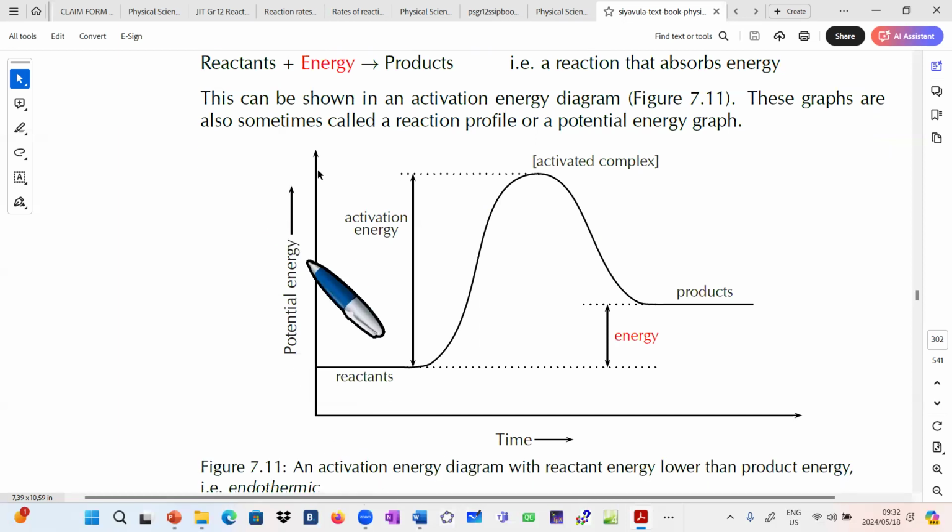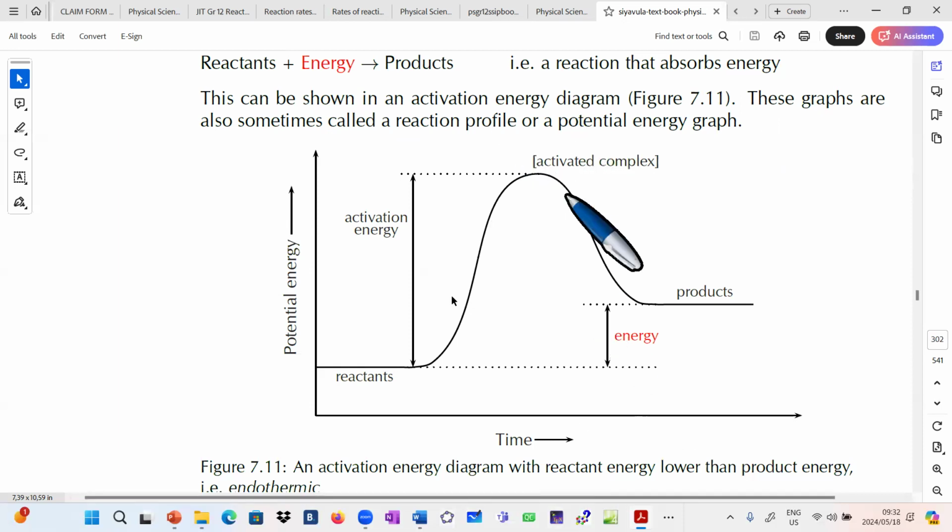Okay, if you look at potential energy, it increases as time increases. Now you can see the reactants are there and the products are there too. This can be shown in activation energy diagram 7.11. These graphs are sometimes called the reaction profile or potential energy graph.